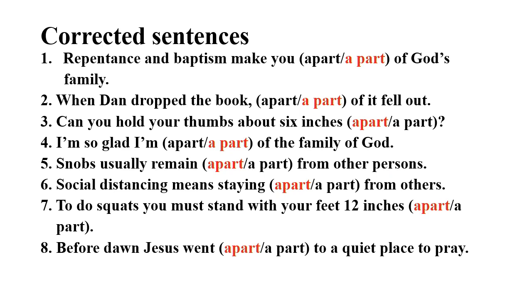Snobs usually remain apart from other persons. They're snobbish, they think they're superior. You're over there in a bunch and they're standing over here all by themselves. They're separated from the group because they're snobs. So they are A-P-A-R-T, one word. Number 6, social distancing means staying apart from others. Again, they're over there, you are over here. A-P-A-R-T means separated from. Social distancing means we are separated from each other. We are apart from each other.